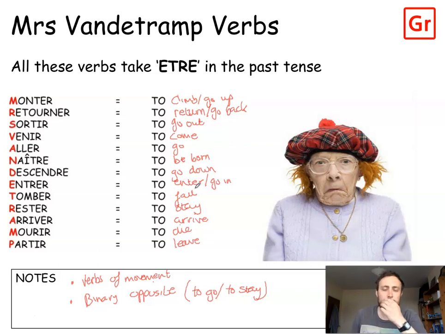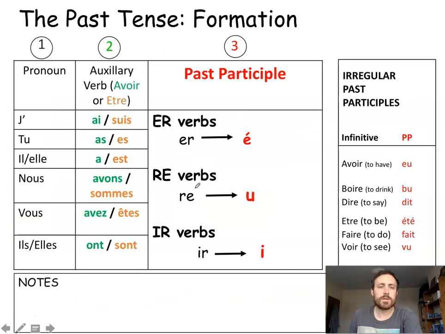So how do we actually apply that to the past tense? Let's go back to this slide here and make some notes. Let's take a verb, for example aller, which was to go. Now it's an ER verb, so we're going to follow the same structure in terms of the past participle. What is going to be different is the fact that it's an être verb. It's on the Mrs Vandertramp list. So when we're using our auxiliary verb, we're looking at the orange ones here. So let's say I wanted to say I went instead of I go, so the past tense of this.